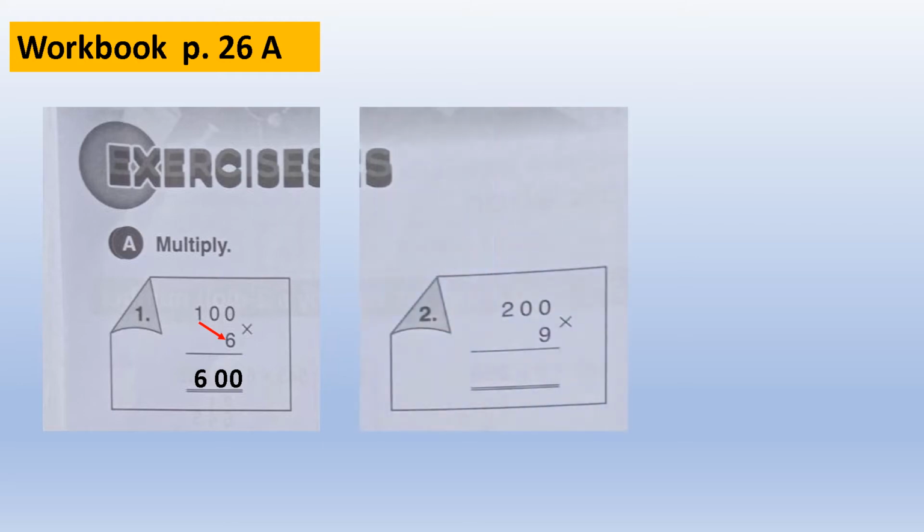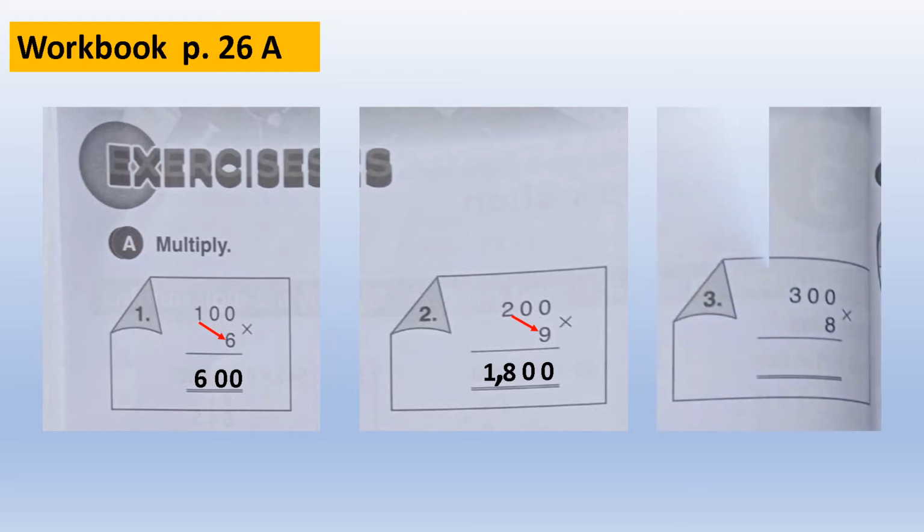Number 2. It's the same. Just multiply 2 and 9. That will give you 18. And then add two zeros. Don't forget to put a comma after the third digit from the ones place. So you say 200 times 9 is equal to 1,800.